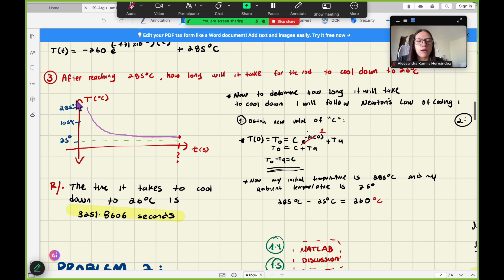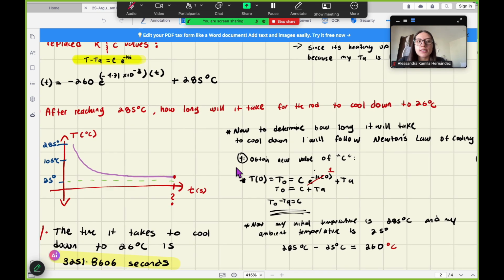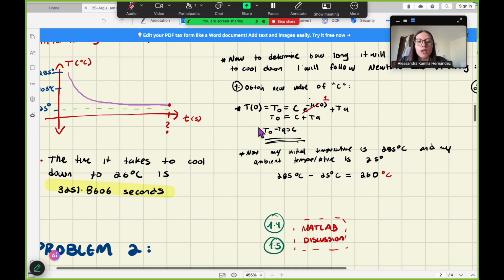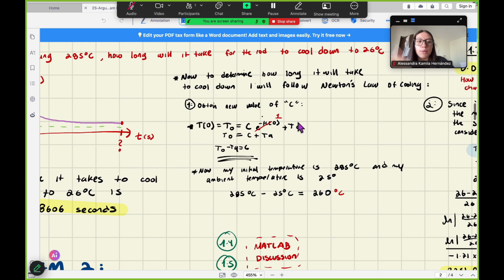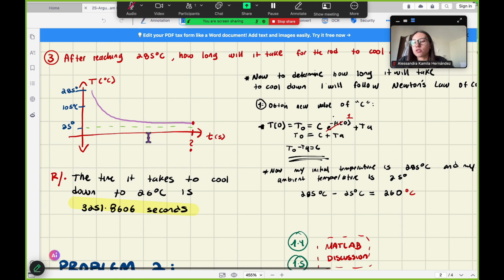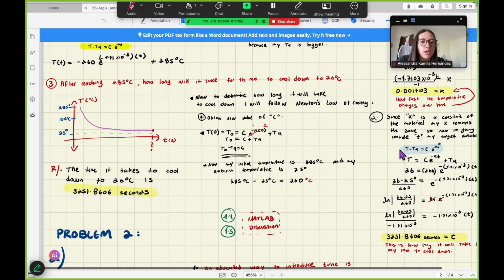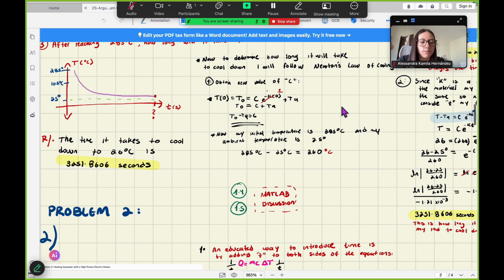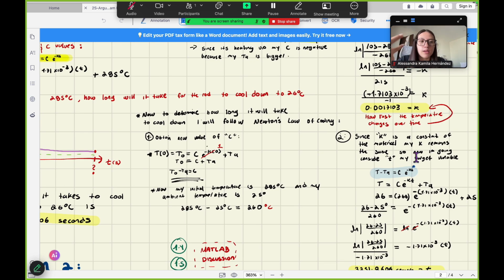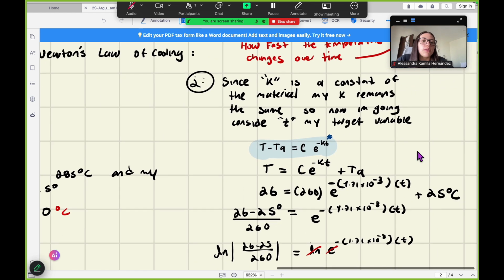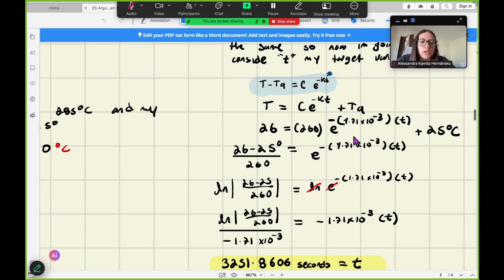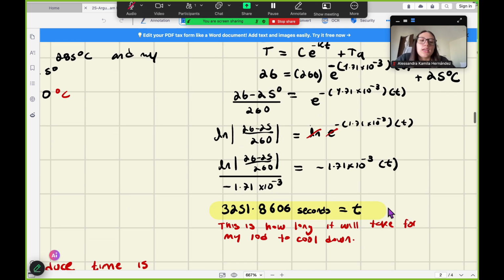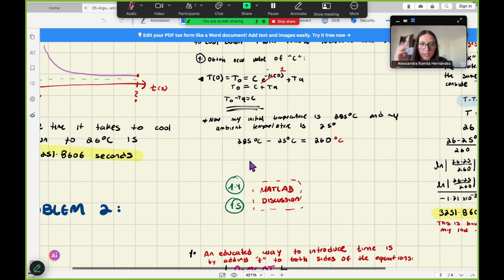And now I have another situation. After reaching 285, how long will it take to cool down to 26 degrees? So I do basically the same, but with a different c, because my initial temperature is now 285 and my ambient temperature is 25. So I get a 260 degree C, and now my target variable in this equation is time. So I do some algebra, and at the end I get the time, and not a big deal.